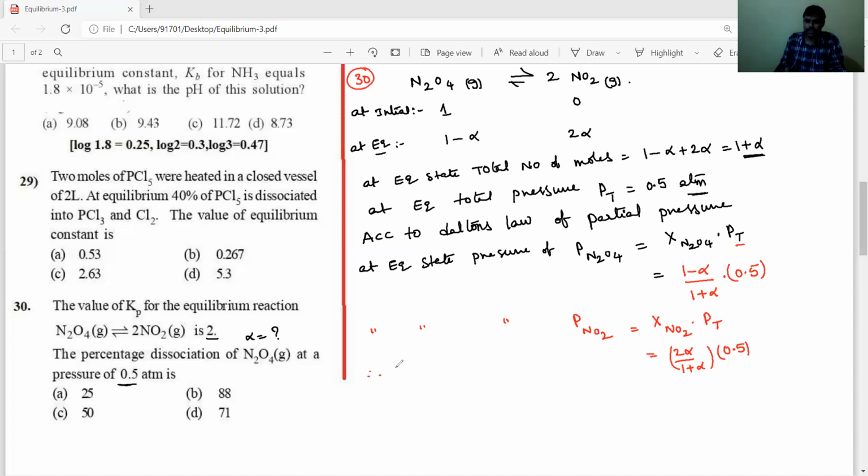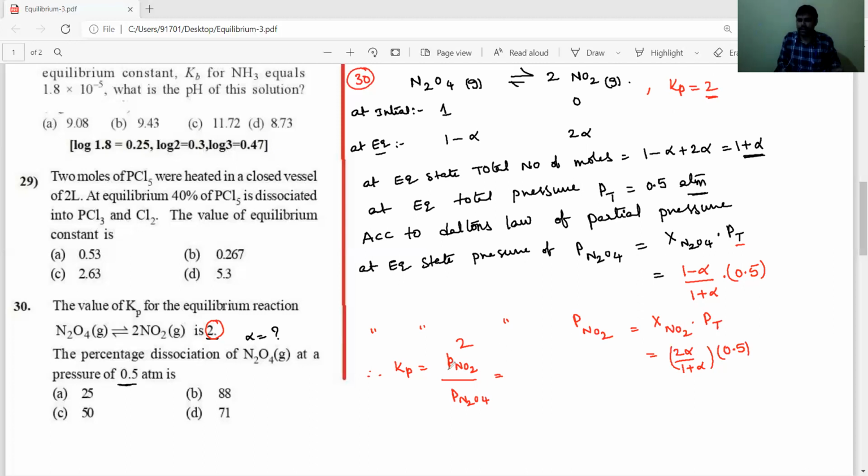Now we know that Kp is equal to the pressure of NO2 whole square divided by the pressure of N2O4 at equilibrium. And the Kp value they gave is 2. This is the Kp formula, but we don't know the pressures of NO2 and N2O4, which is why we calculated them using Dalton's law.